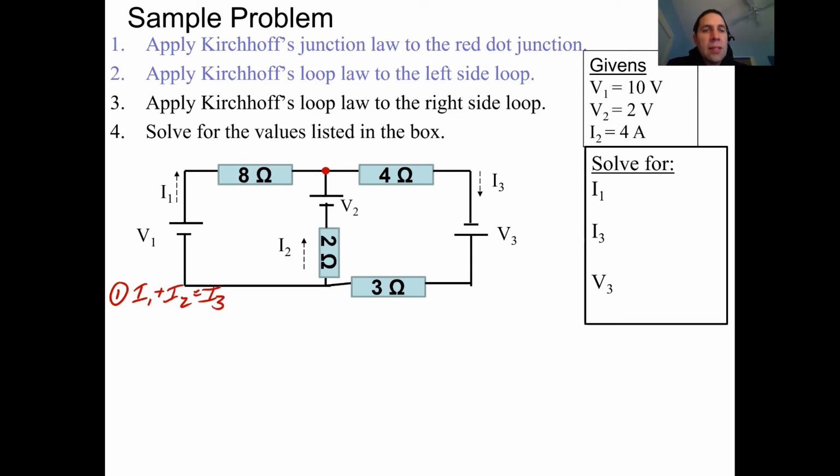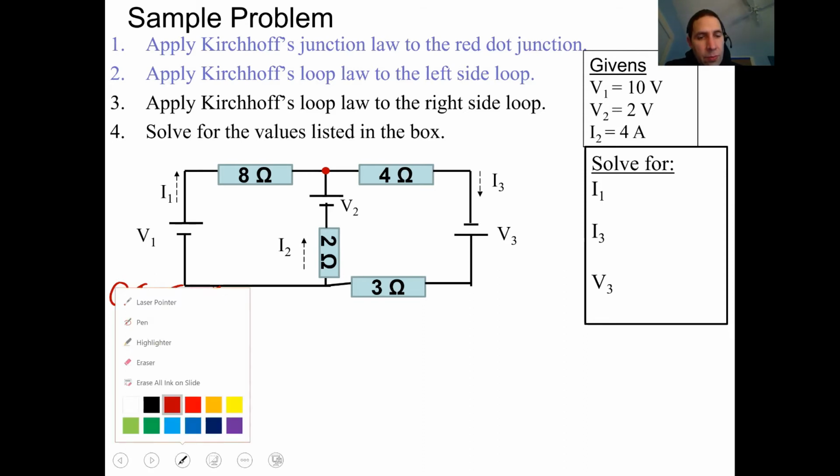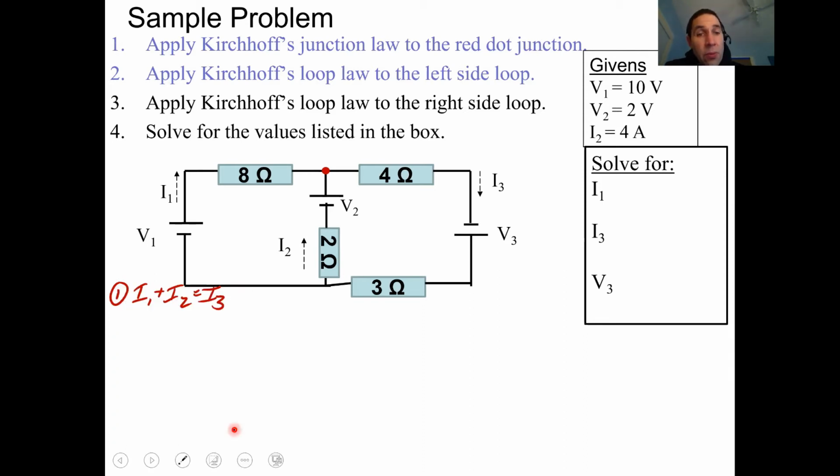The next thing it says is apply Kirchhoff's loop law to the left side, and I'm going to use purple for this. By the way, it doesn't matter whether you go clockwise or counterclockwise. It should work either way, but I'm going to define the loop as being clockwise in this case. I'm going to start at this lower left corner. I often like to start at the negative terminal of a battery. It's just a personal preference. So let's apply Kirchhoff's loop law to this left side loop.